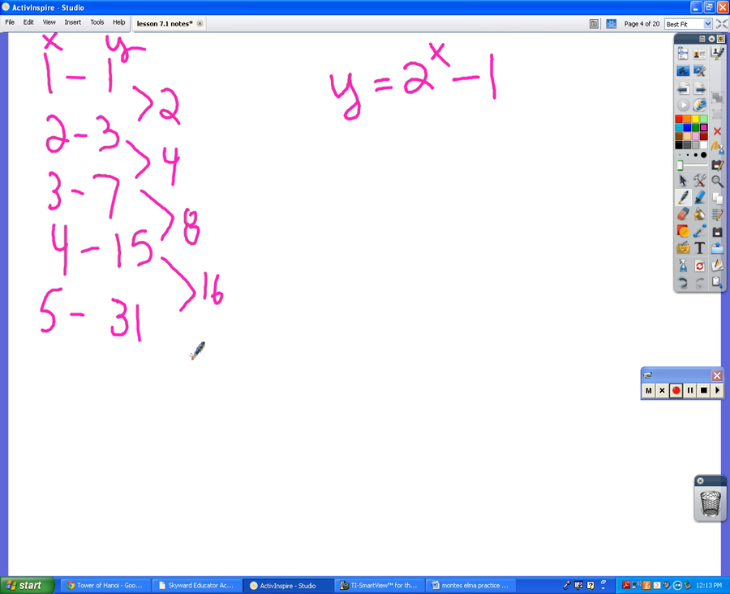Okay? So what's different about these functions than the ones that we've studied before is that the variable is the exponent. And that's why they are called exponential functions, because the variable is the exponent. Yes? 2 to the first power is 2 minus 1 is 1.